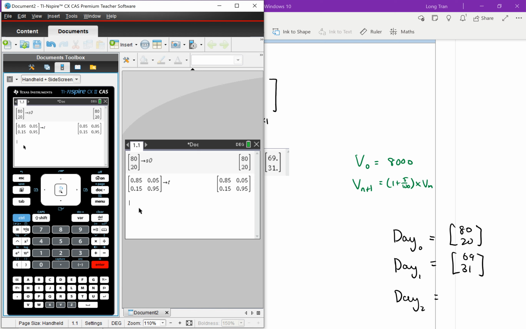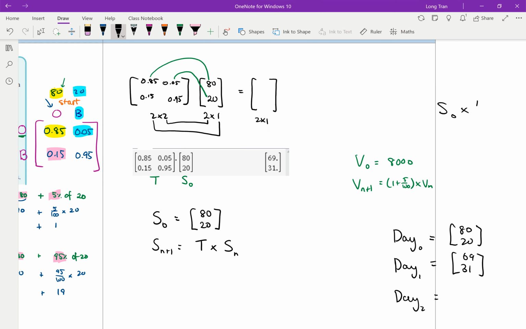And then from here, I'm going to start my recurrence. So the recurrence is T times S0. This tells me day 1, which was 69, 31. Now, unfortunately, it's not similar to recurrence modeling where you can just keep pressing enter, because in matrices the order of multiplication matters. You can't do S0 times T, because S0 is a 2 by 1 matrix and the transition matrix is a 2 by 2, and you can see these don't match. So that's why we always have to continually type it.